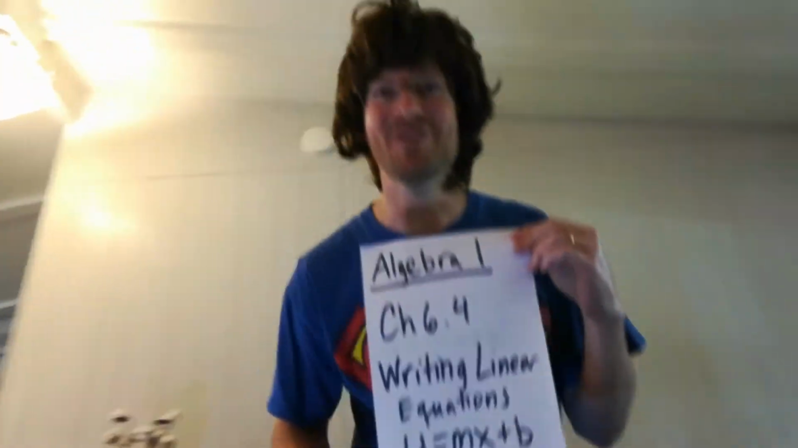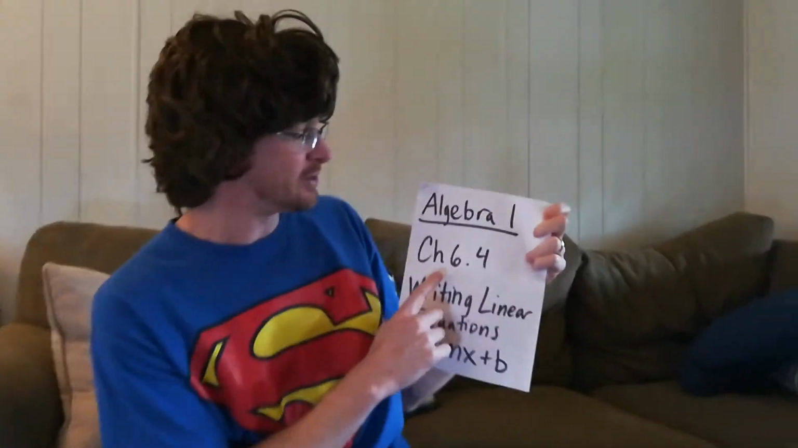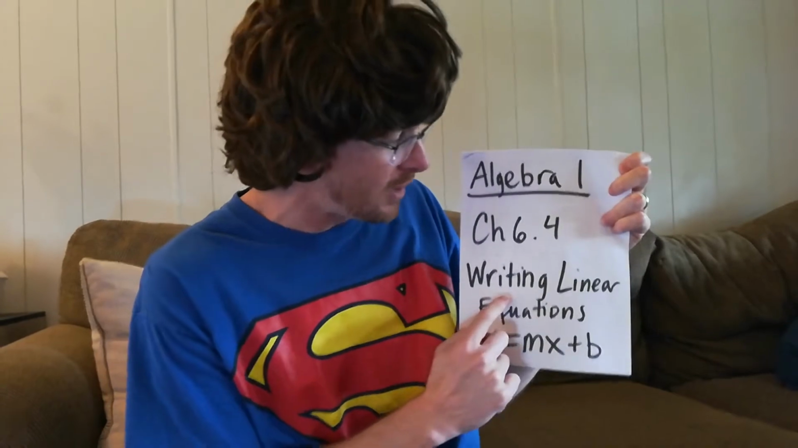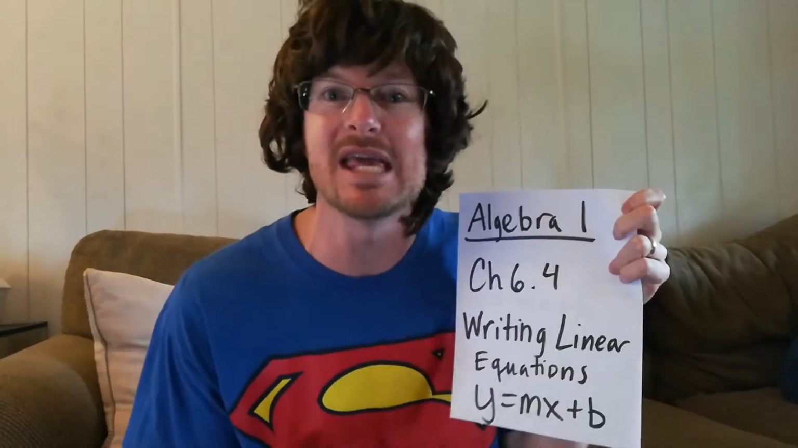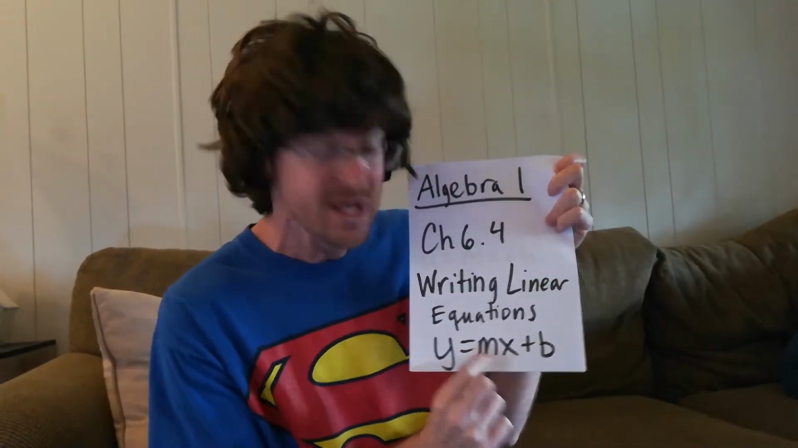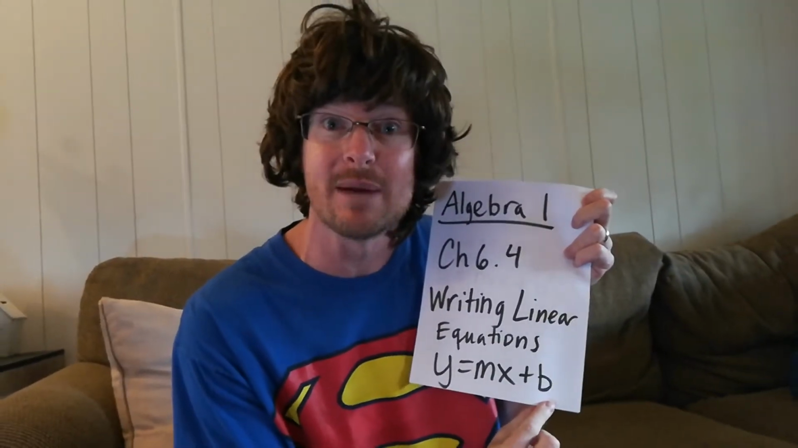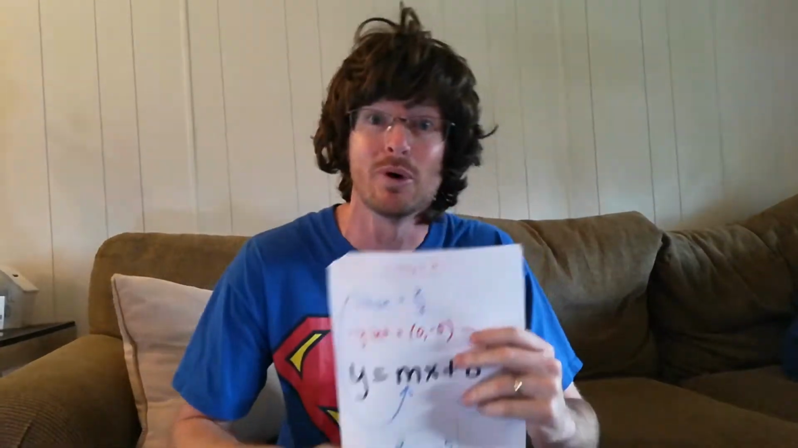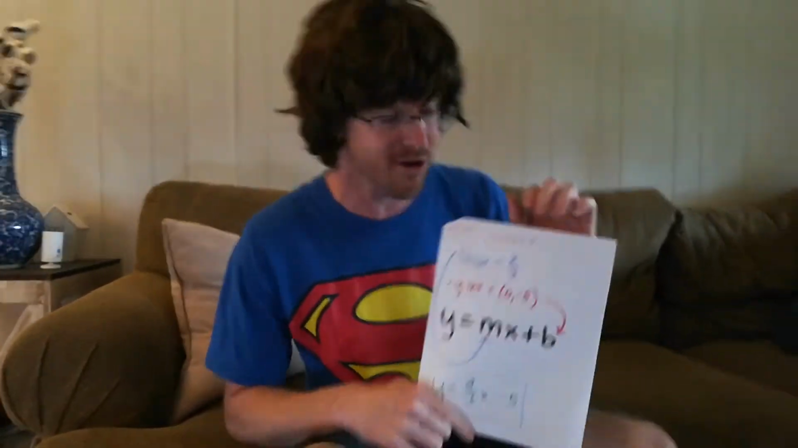Welcome, Algebra 1 class. It's time again for some chapter 6.4, writing linear equations like y equals mx plus b. We started with finding the slope, that's the m, and then the b, which is the y-intercept. Like the intercept, if you're going to intercept the football, right? The y-intercept is where it hits the y-axis. So we're going to start this off with page 250.